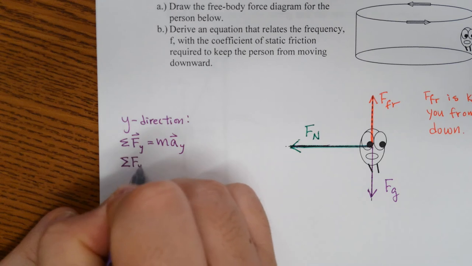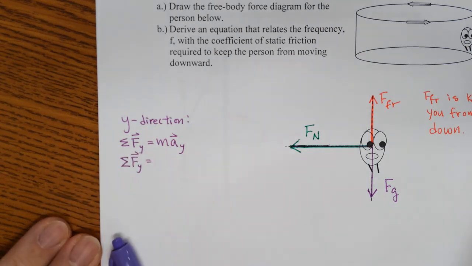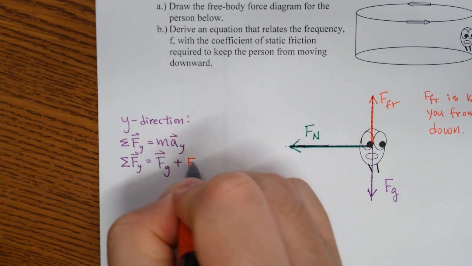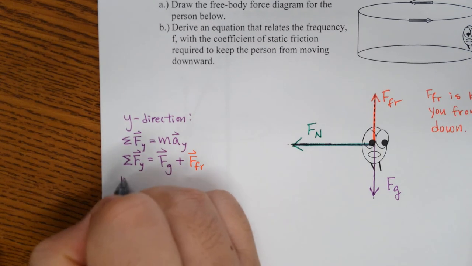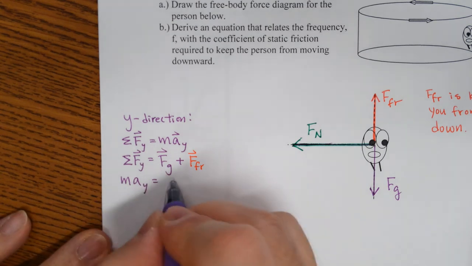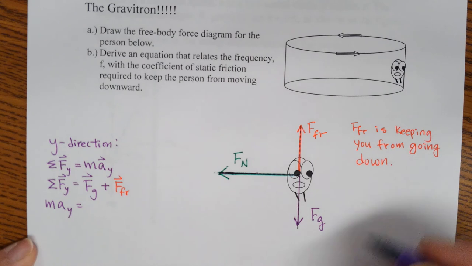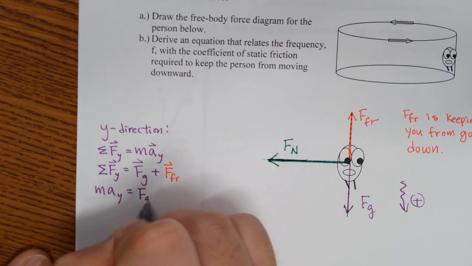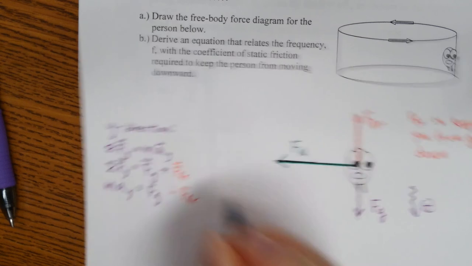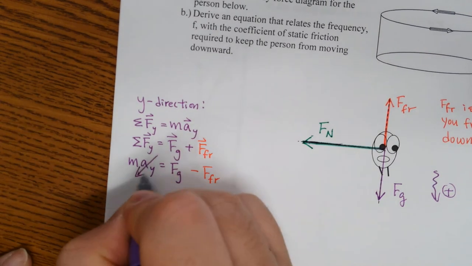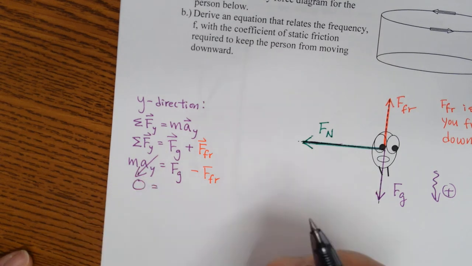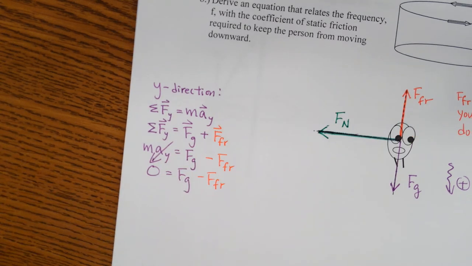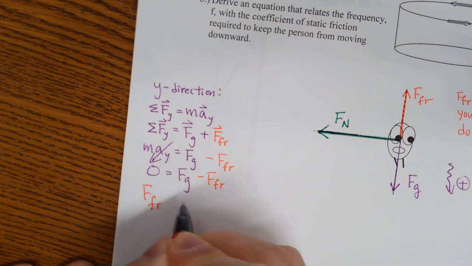There are two forces in the y direction, and that is basically Fg plus F friction. So m a_y is equal to, now Fg, if you want to call that positive, that's fine, because it doesn't matter, because a_y is going to be zero. So Fg minus friction. But a_y is zero, because you're not accelerating up or down, right? So here, Fg minus friction is equal to zero, right? So friction is equal to mg.